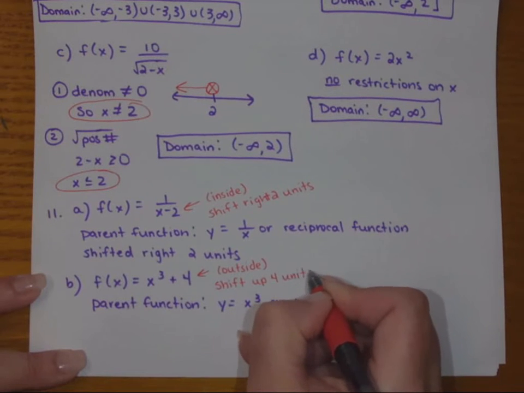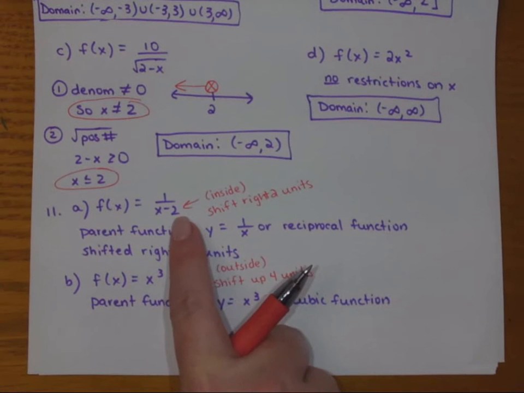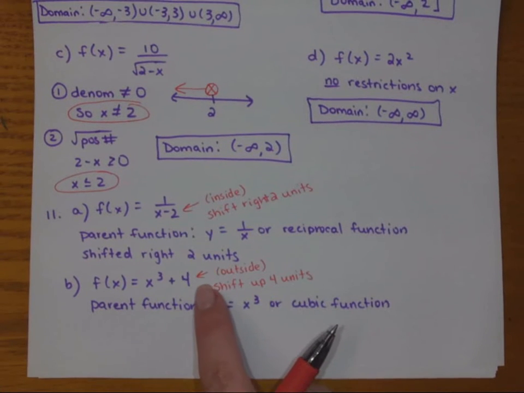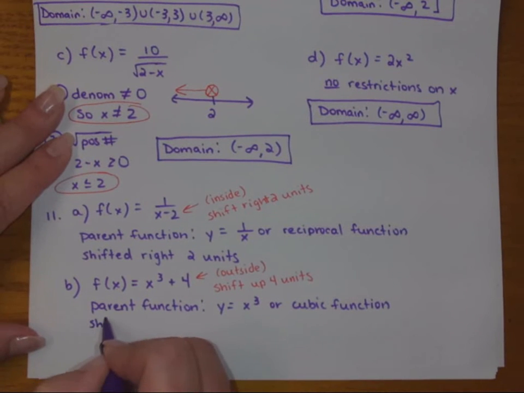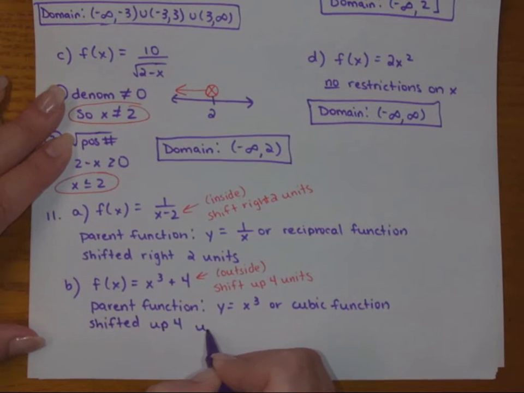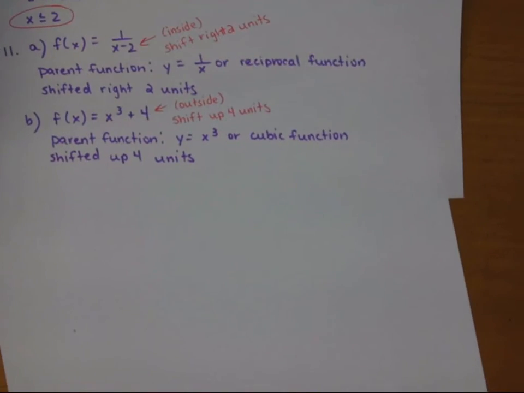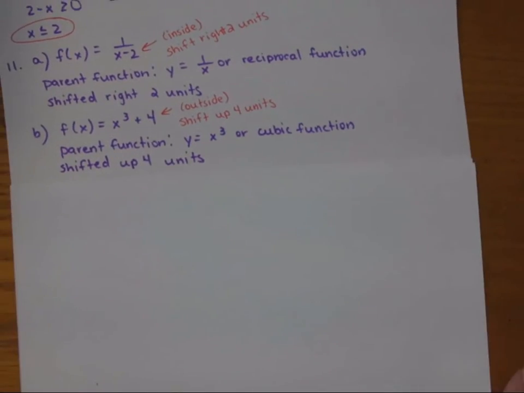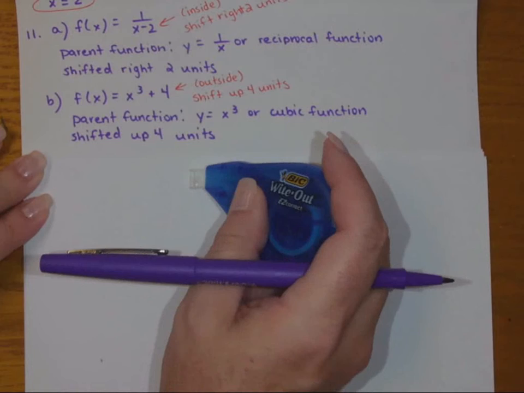Remember that horizontal shifts work in the opposite way that we might have expected, which is why we shifted right 2 when it was negative. But vertical shifts work just like we would expect. So a +4 is going to shift it up 4. So you would just say shift it up 4 units. All right, so let's look at the rest of these.